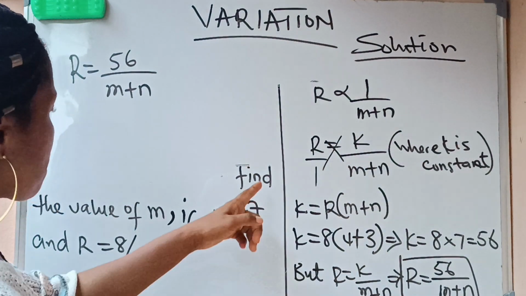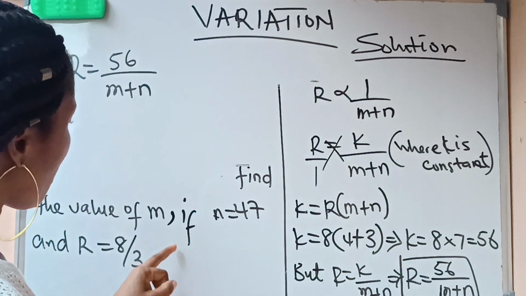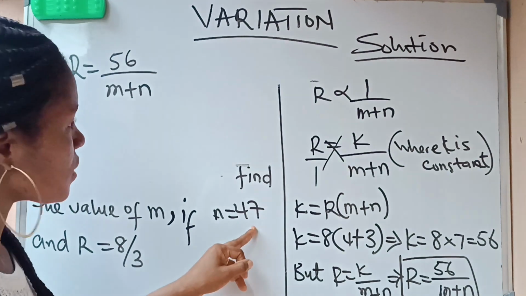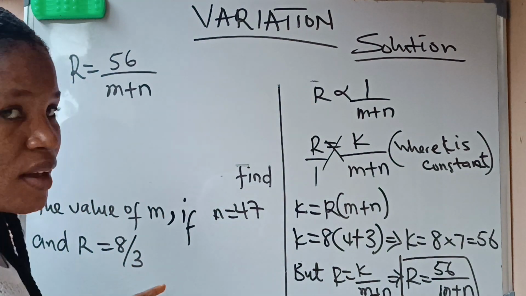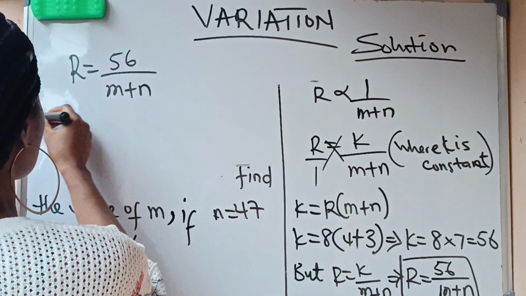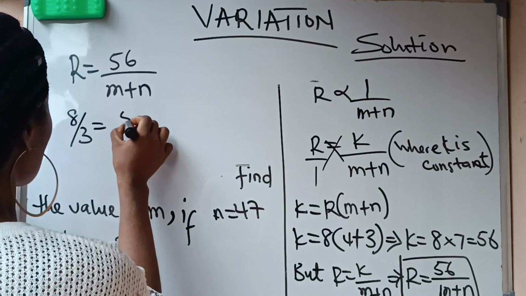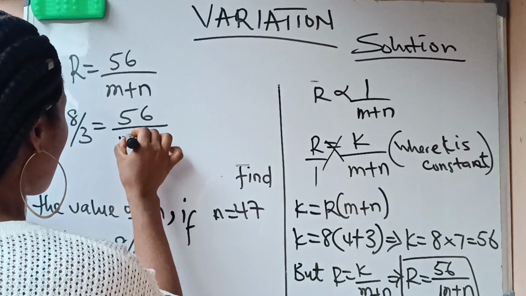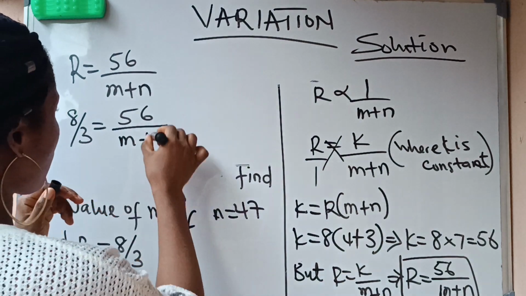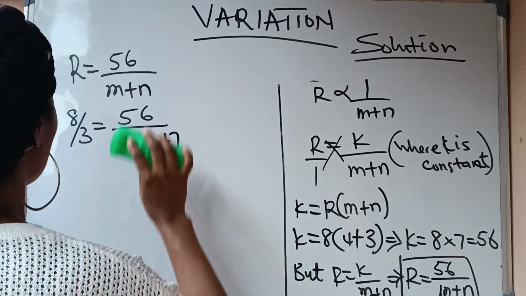They said find the value of M. That means we are looking for M. If your N is equal to 47, N is 47, and R is equal to 8 over 3. Okay, so this implies that our R, 8 over 3, is equal to 56 all over our M, which is what we are looking for, plus our N, which is 47. Okay, let me clean this. We don't need them anymore.